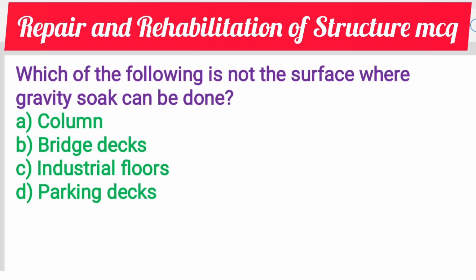Next question. Which of the following is not the surface where gravity soak can be done? Option A column, option B bridge decks, option C industrial floors, option D parking decks. So the correct answer is option A, column.